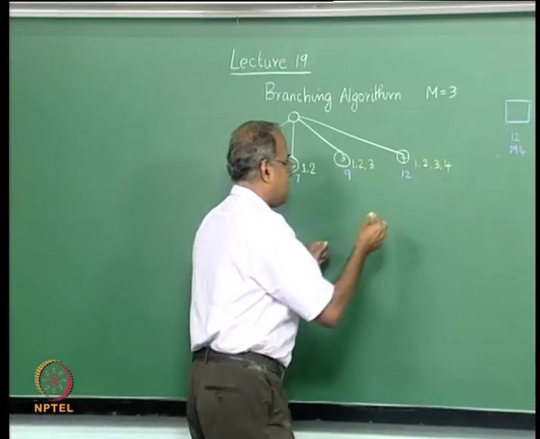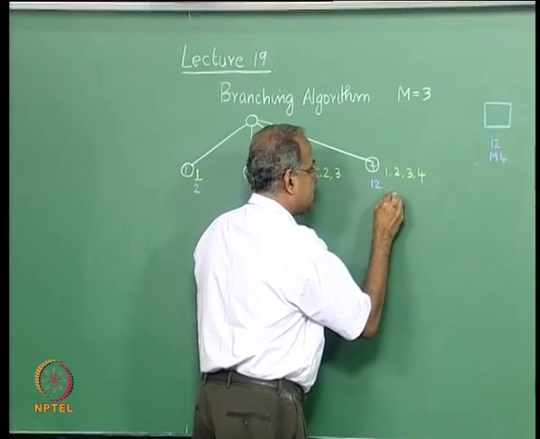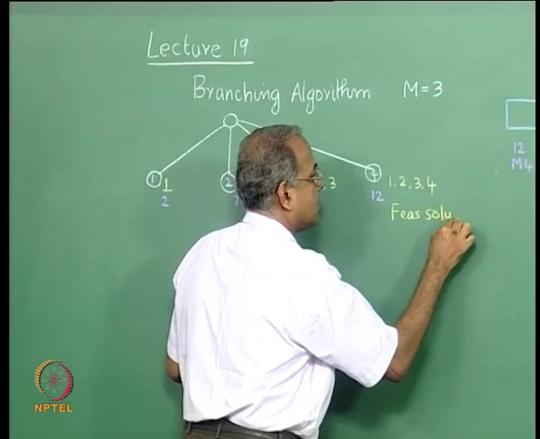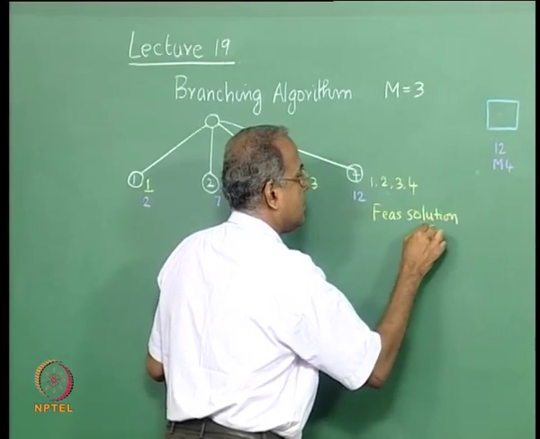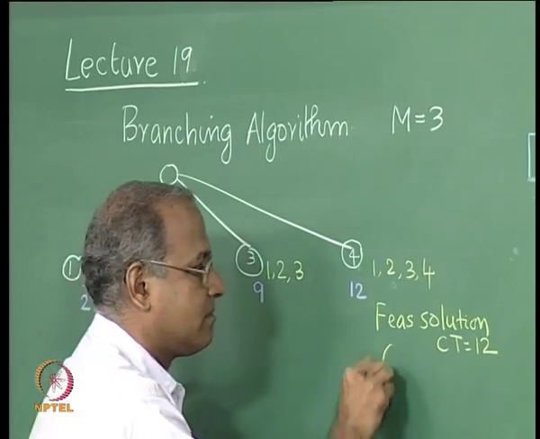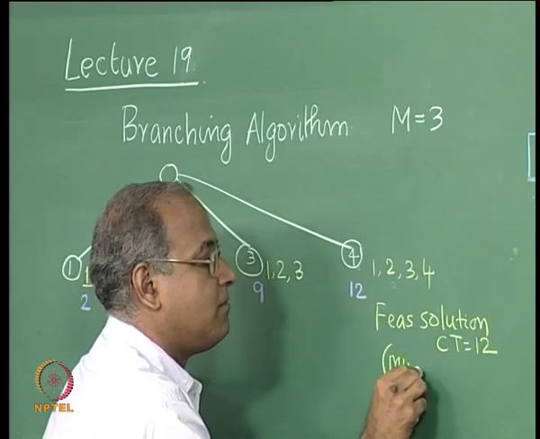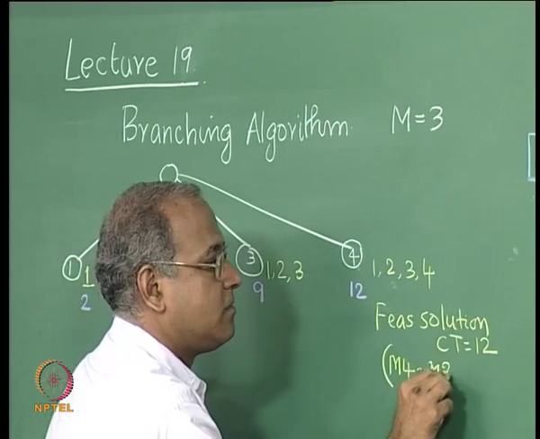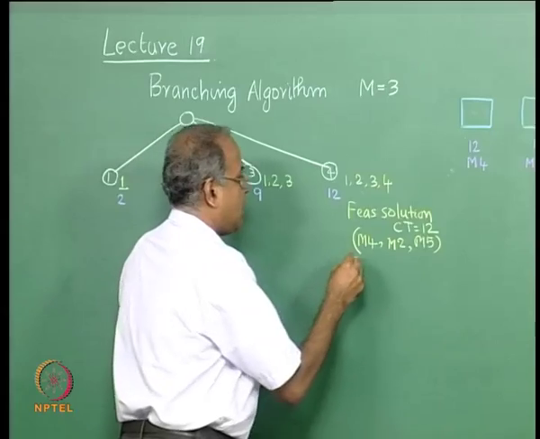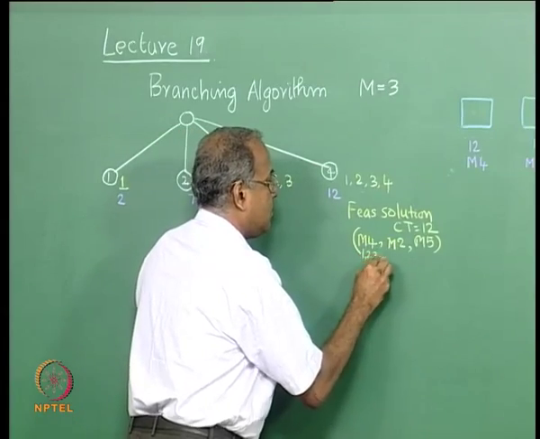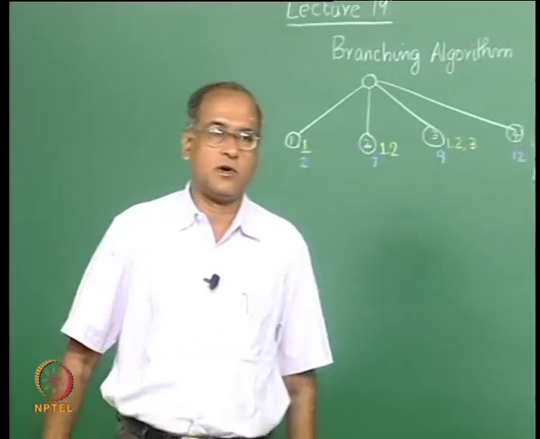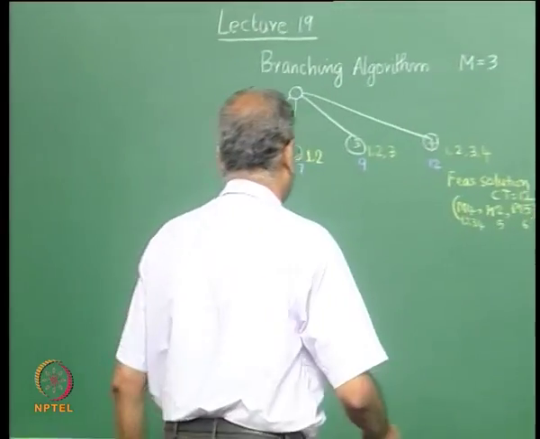So, we write here 1, 2, 3, 4 feasible solution, cycle time equal to 12, M4, M2, M5, operations 1, 2, 3, 4, 5, 6 with cycle time equal to 12. So, this has been done.